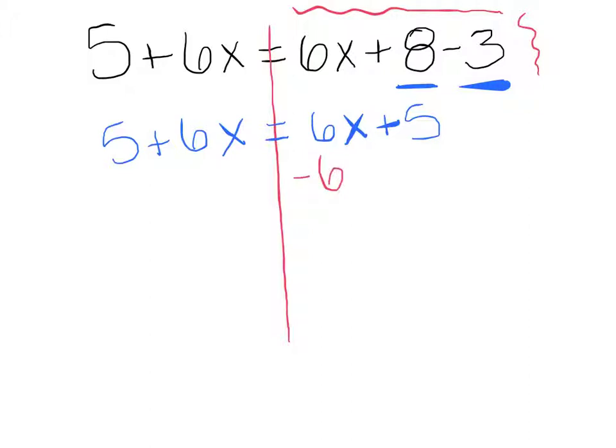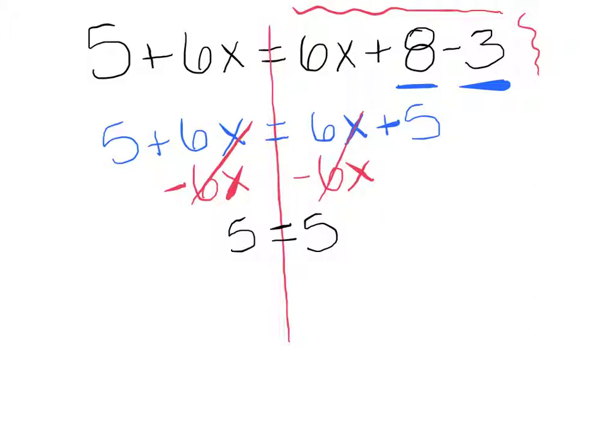To move it, I have to undo it. And since it's an equation, if I do something on one side, I have to do it on the other. So 6x minus 6x, it's nothing. 6x minus 6x is nothing again. Alright, this is another tricky one. So let's see what we have left over on this side. 5. On the other side, we have 5.